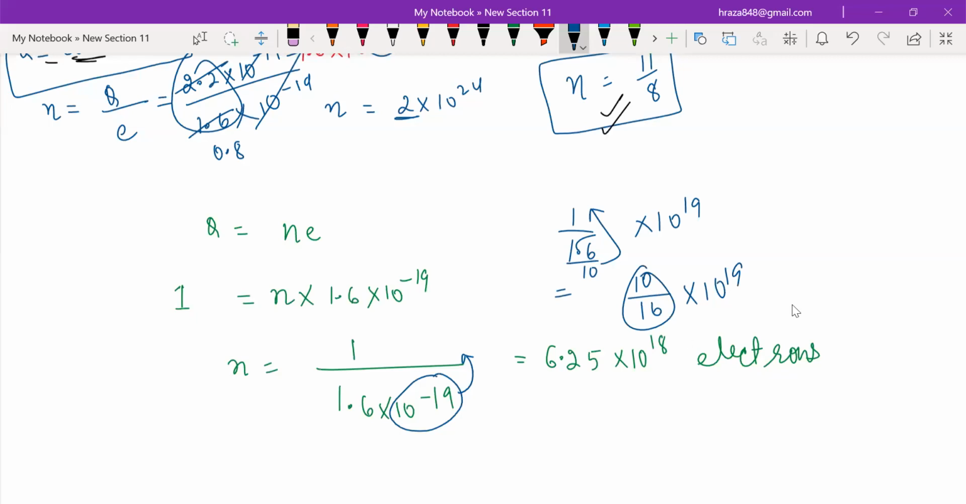Now what you need to do, you need to divide this. You can also cancel it. So it will be 5 by 8 into 10 raised to the power minus 19. Now you are going to divide it. That's it, 8 6 48. Have you got it? Yes, sir.